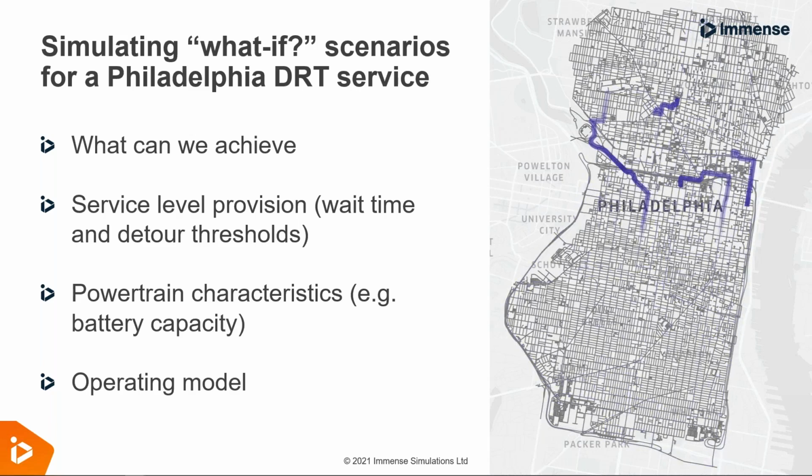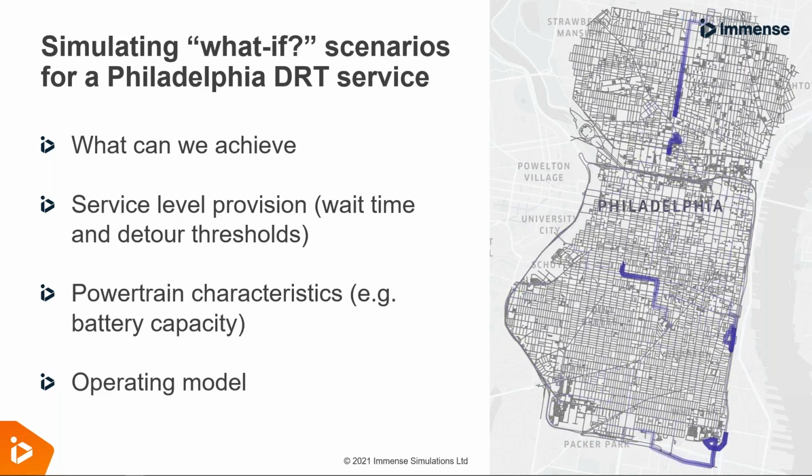What if we have a fleet that can service this area? What can we provide to passengers? Is that better than we can get from an existing fixed route service? And will that be enough to tempt people from private cars? You can also look at lots of variations on this. So look at a particular type of service level that we want to achieve.